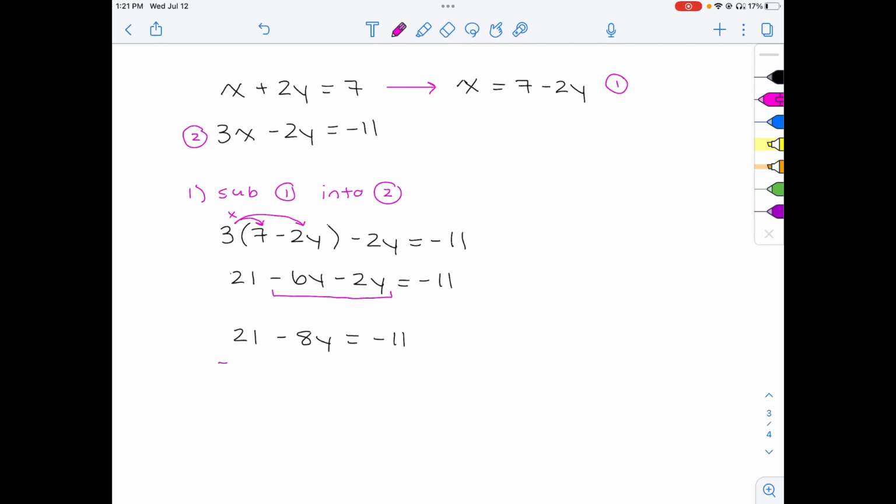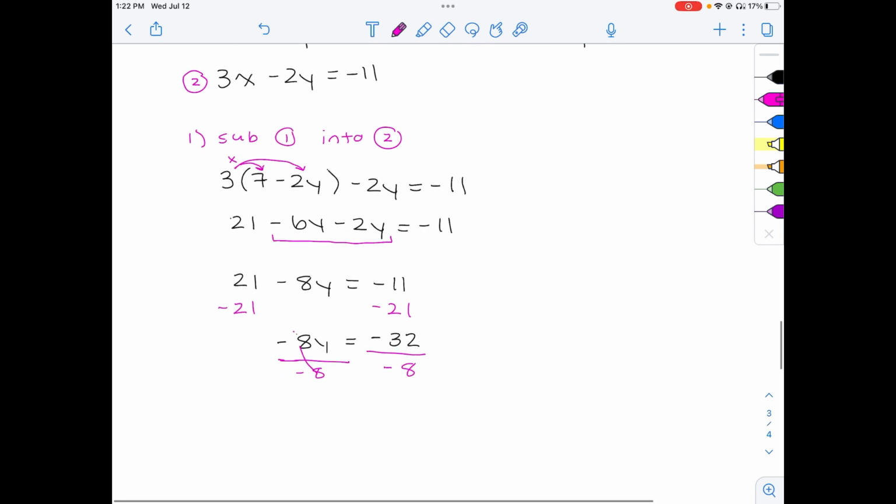Then I need to bring this over, subtract 21 on both sides, which is going to give me -32. So I'll have -8y is equal to -32. And then I'm going to divide both sides by -8 to isolate for y, which will give me y is equal to 4. Okay, so it's fine if you end up solving for y first. What you're going to do then is you're just going to sub y into either of your equations and solve for x.